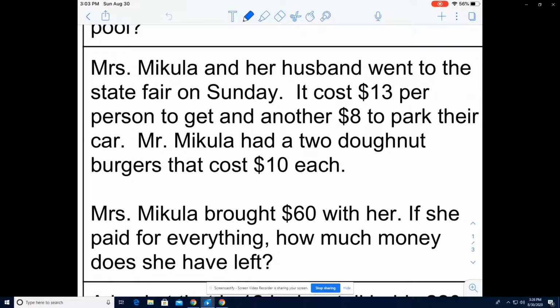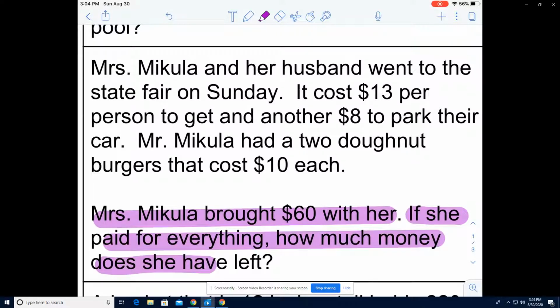So you've read the problem. The next thing is you want to identify the question. The question is down here. So Mrs. McCullough brought $60 with her. If she paid for everything, how much money does she have left? So the word left indicates that you're going to do subtraction at some point in time.